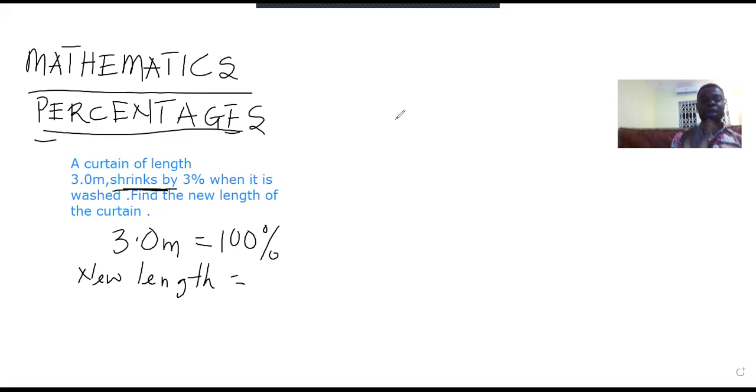It shrinks, so it is under percentage decrease. You won't add 3% to 100%. That's what I want you to take note of. You're rather going to subtract 3% from 100%, because we're talking about percentage decrease: shrinks, reduced. So we have 100% minus 3%, that gives us 97%. In terms of percentage, the new length should be equivalent to 97%. It has been reduced by 3%.